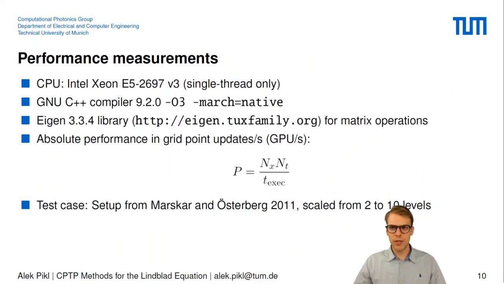Now, our performance measurements were done on an Intel Xeon CPU. We measured single thread only. Our compiler and compiler flags you can see here. Also, we used the Eigen library for matrix operations. And we measured performance in absolute grid point updates per second. So the performance is basically spatial grid points times grid points divided by the execution time. And our test case was a setup from Marskar and Österberg from 2011. And we scaled this setup from 2 to 10 levels.